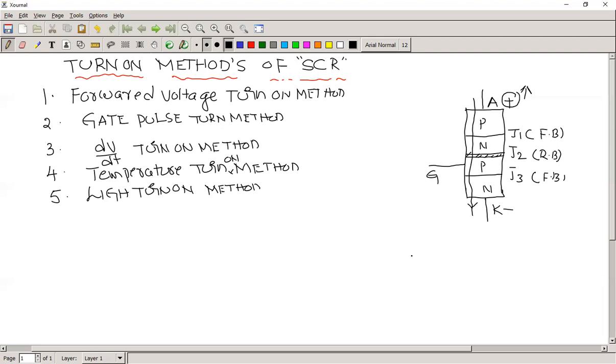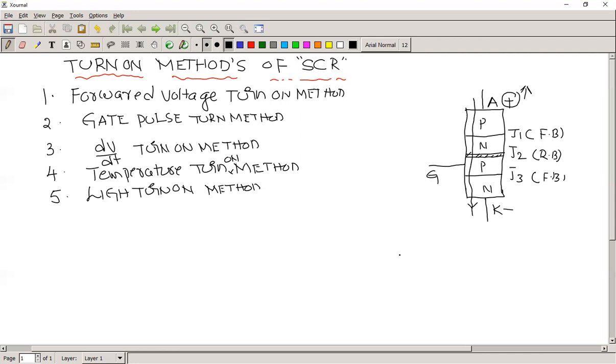In the forward voltage turn on method, we apply the positive voltage between the anode and cathode. We are not applying any gate voltage. With that voltage, junctions J1 and J3 are forward biased, whereas J2 is reverse biased. If we increase the anode voltage to one particular value, junction J2 vanishes, and the device allows a current from anode to the cathode. This method is nothing but the forward voltage turn on method.